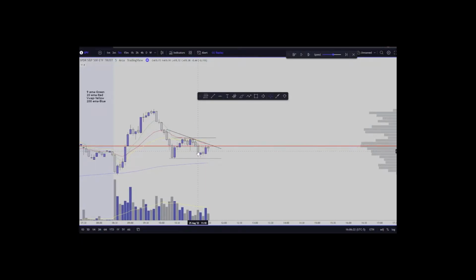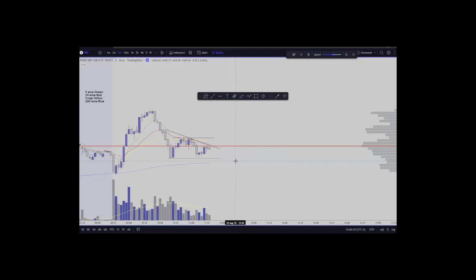You're noticing price action is extended from the EMAs, and the EMAs also have a gap. So this 1 minute upside break for me is just a pullback for now, right? So let's go ahead and continue.